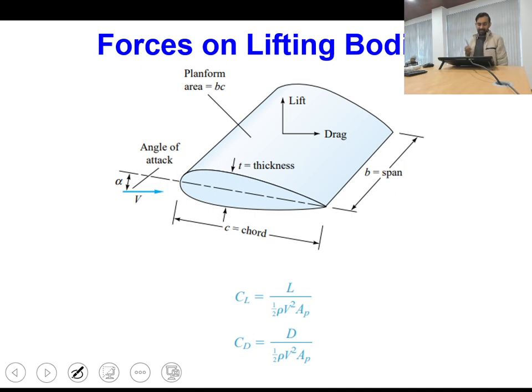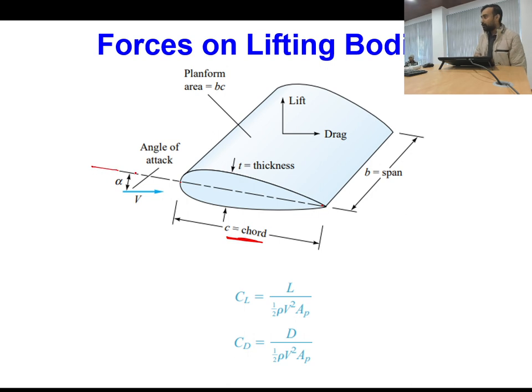Okay, so this is a typical aerofoil, and here you can see that the distance from the front end to the trailing edge is called the chord, and this width is called the span, and these are the forces. Whatever the angle made by the chord with the direction of the free stream, that particular angle is called the angle of attack.